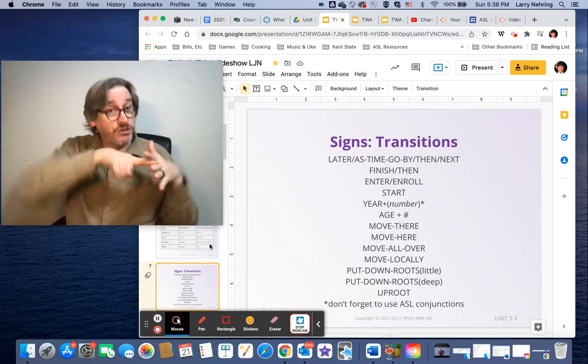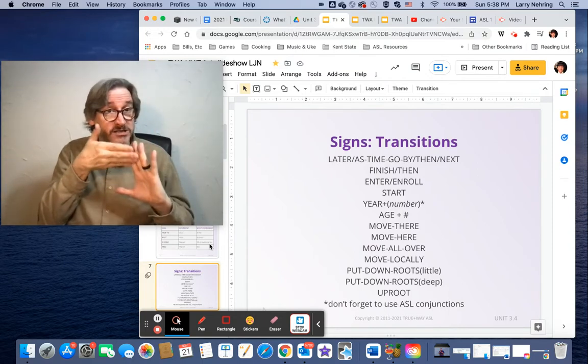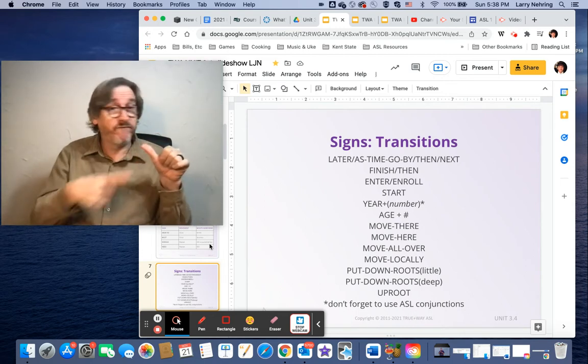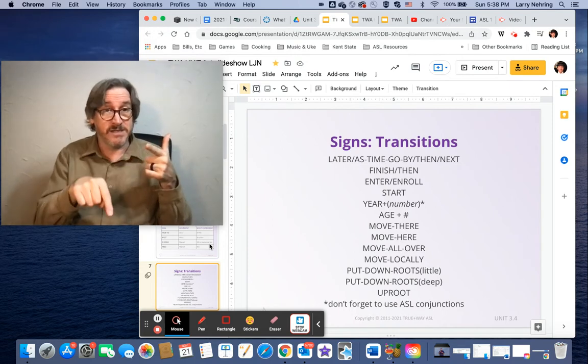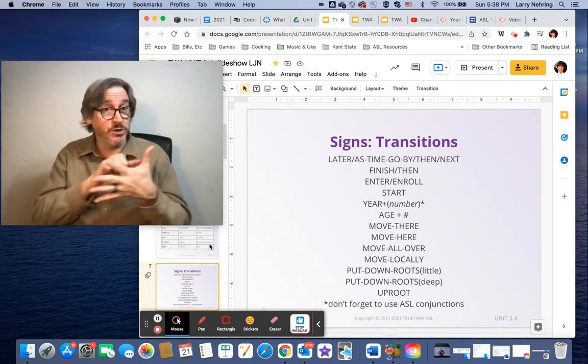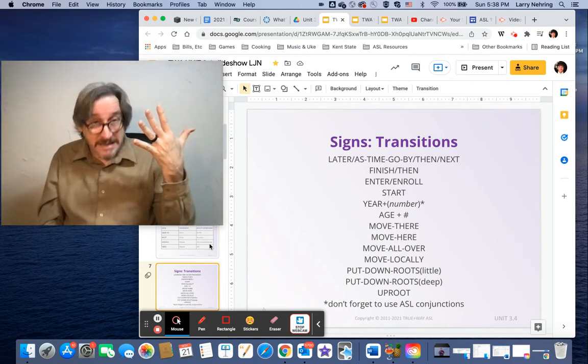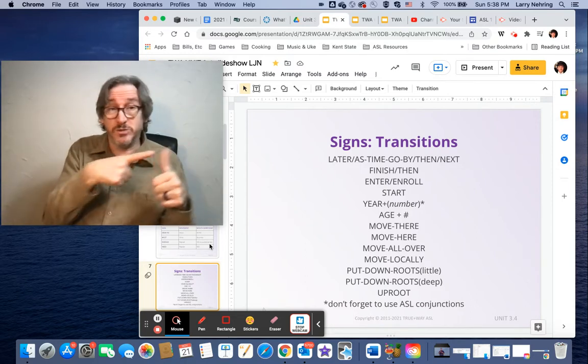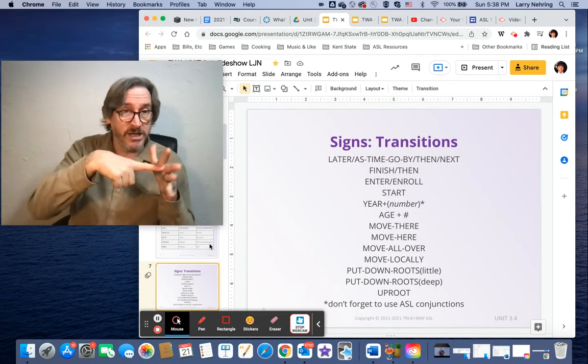So start. If you're about to start a process where there are going to be a number of different steps, where first it was this, second it was this, third it was this, you can also use a list to count. So this could also be to start, like you put the key in the ignition.